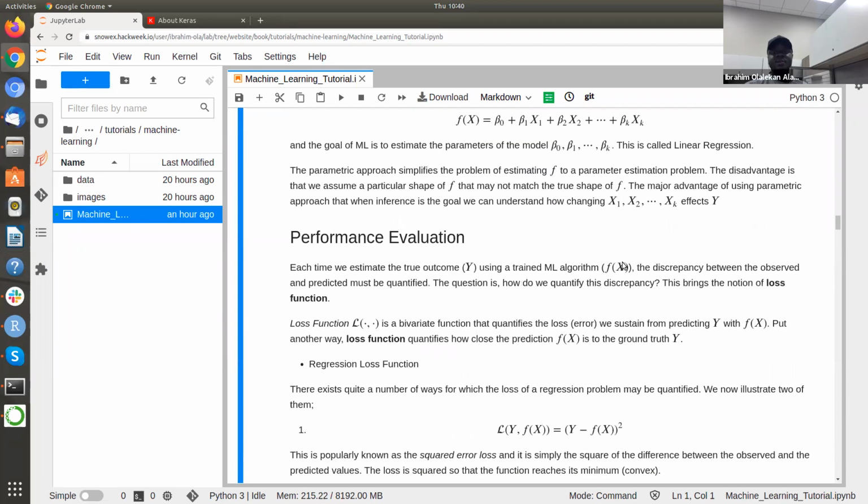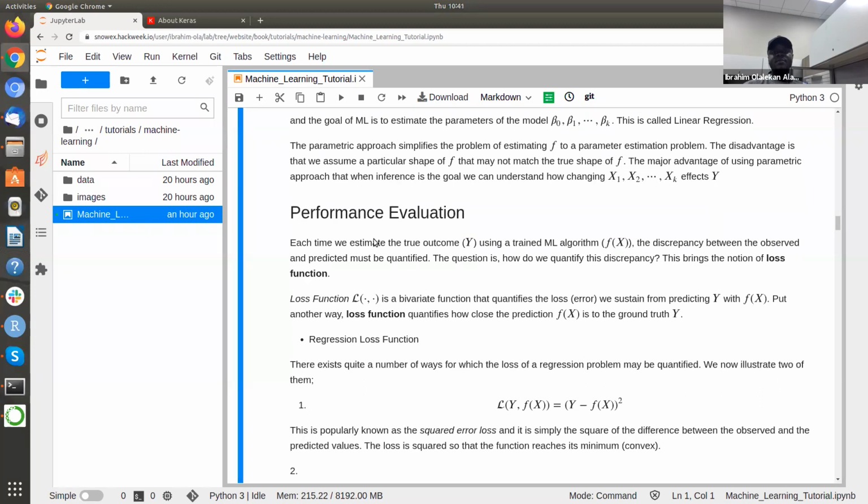So, performance evaluation. Now that we have assumed a particular functional form for our model, we need to evaluate it. We need to know how well this model is performing, and that is why we have to evaluate its performance. Every time we estimate the true value using any trained machine learning algorithm, we have to measure the discrepancy, that is the error. We have to quantify this discrepancy, which is just the difference between what we predict and what we observe.